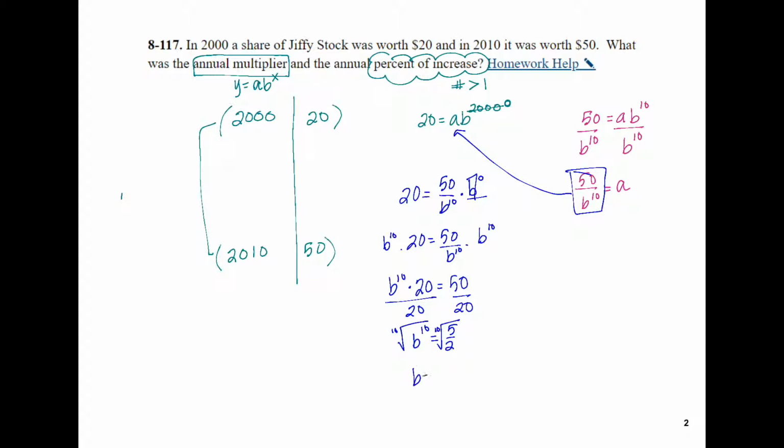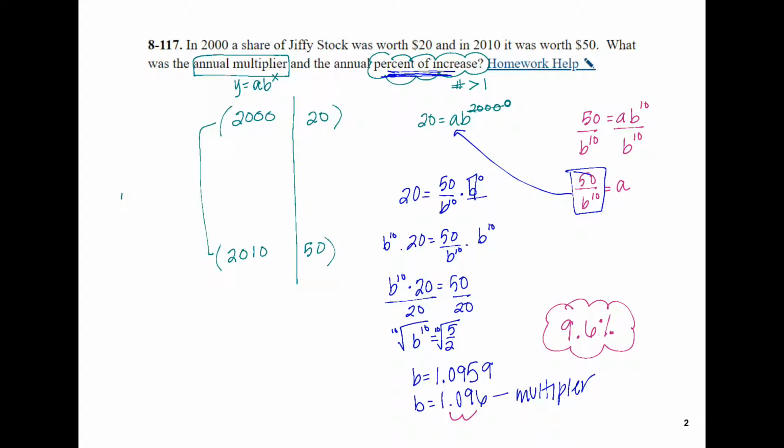When we plug that into our calculator, b is equal to 1.0959, which rounds up to 1.096. b represents our multiplier. And then we know our multiplier, we add 1 to it because it's a percent increase. So if they asked us for our actual percentage and we move our decimal 2 jumps to the left, our percentage is a 9.6% increase.